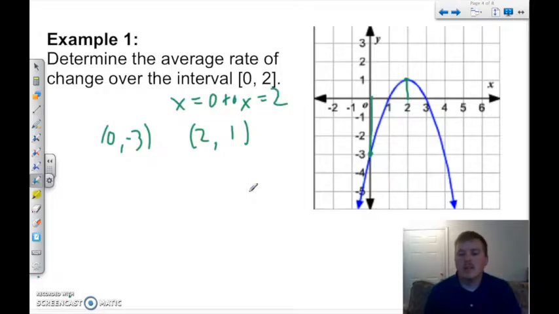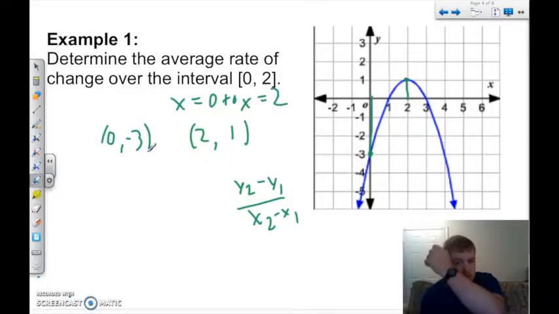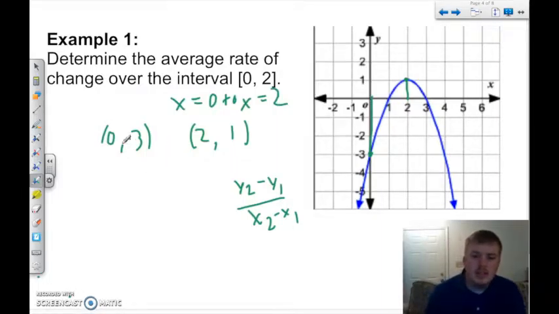Just a reminder, the slope formula is on your formula sheet that you'll get on your milestone. But our formula for slope, or average rate of change, is y2 minus y1 over x2 minus x1. And remember, we can label either one as our x1 and y1 and either one as our x2, y2, as long as we're consistent. I'm going to go ahead and say that this is x1 and y1, and this is x2 and y2, and so now we plug this into our formula.